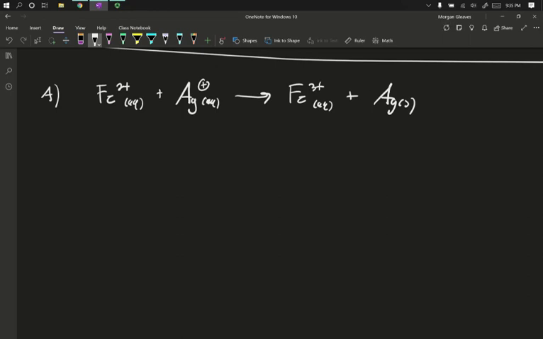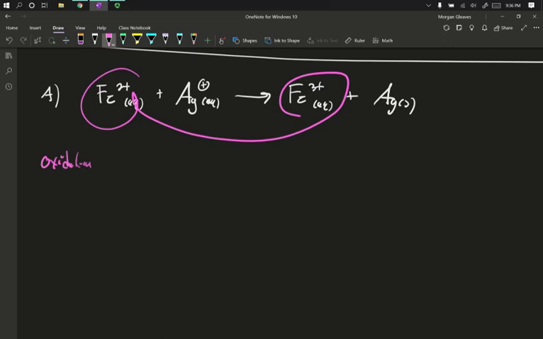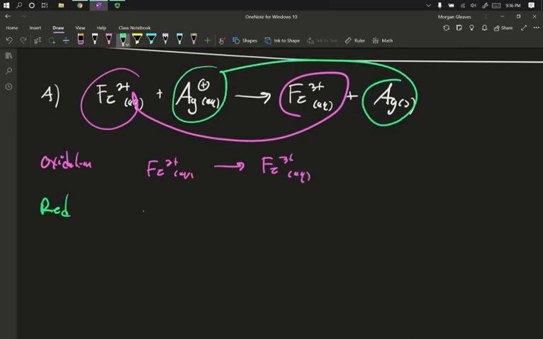In this video, we're going to practice finding a few potential differences between various reducing and oxidizing agents. To start with, let's look at this one. Iron 2+ going to iron 3+, and silver+ going to silver solid. Well, our iron is losing one electron, so our oxidation is Fe2+ aqueous going to Fe3+ aqueous. And our reduction is silver+ aqueous going to silver solid.